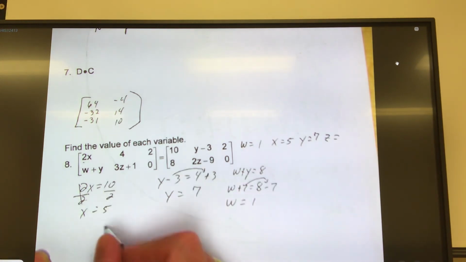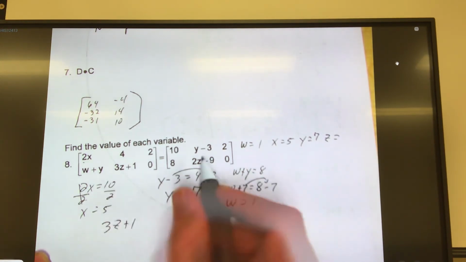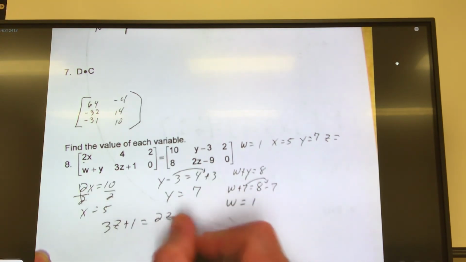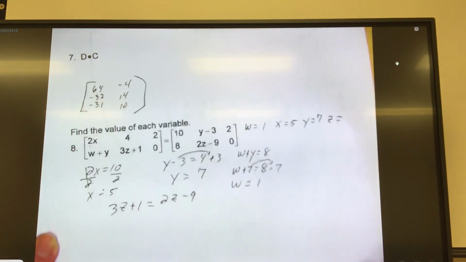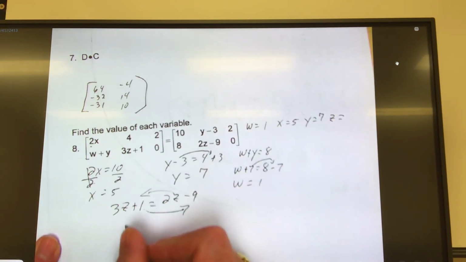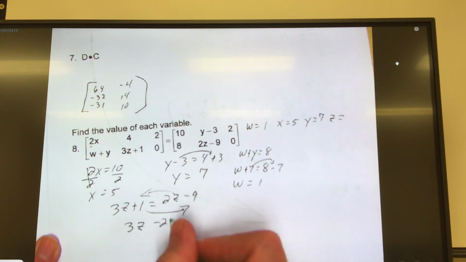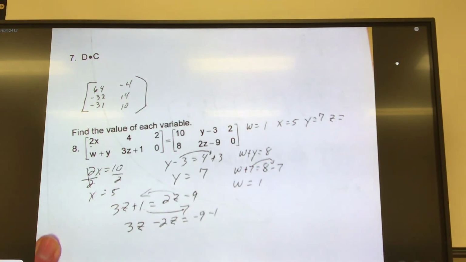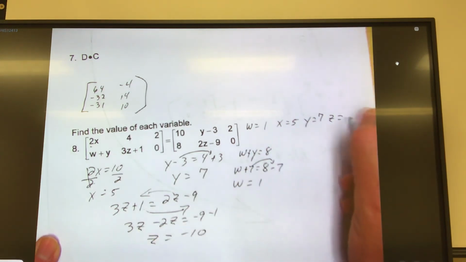Okay? Finally, our z's. We have 3z plus 1. It pairs up with the bottom middle over here, so equals 2z minus 9. Move our z's to one side, regular numbers to the other. So 3z minus 2z equals a negative 9 minus 1. So that would be z equals negative 10.